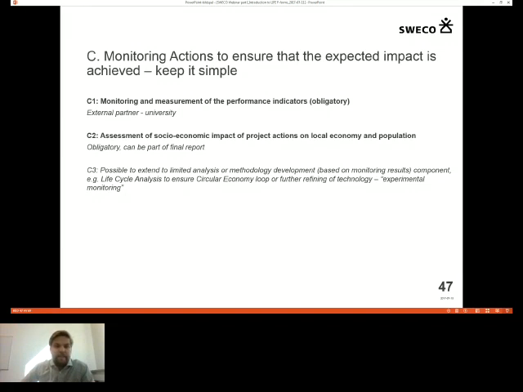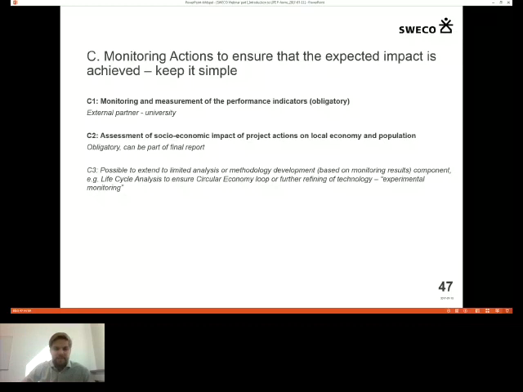And then C3, based on our discussion that we had on Tuesday, it's also possible to include some sort of limited analysis or methodology development so that somewhere the project takes one step further. For example, you could call it experimental monitoring with a little development aspect. This could be to carry out the life cycle analysis, which is encouraged from the LIFE programme's side, but then, based on results of the life cycle analysis, to develop or somehow ensure that the whole loop, the circular economy loop, if we're looking into a circular economy project, is filled. And if there are any gaps, perhaps we could elaborate on how to bridge those gaps.